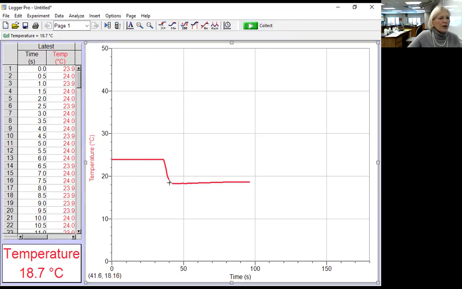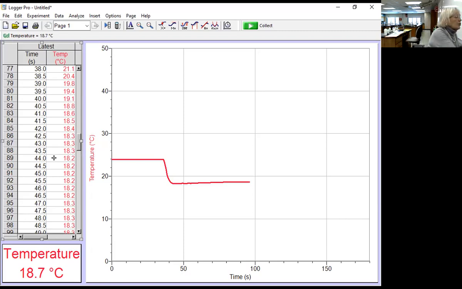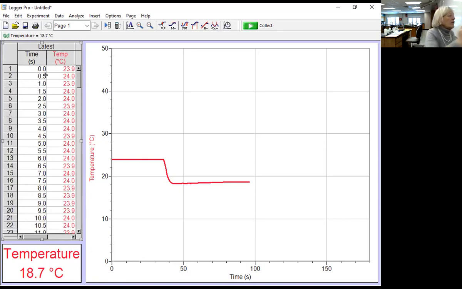Then let's look to see what the temperature is right here. What is our lowest temperature? I see 18.456. I'm looking through my temperatures. It looks like my lowest temperature is right here at 18.2. So I am going to record those two temperatures, 18.2 as my T final and 24.0 as my T initial.